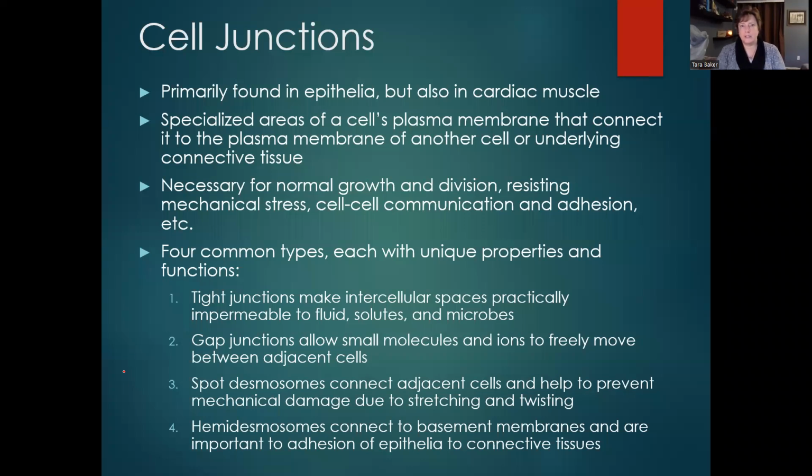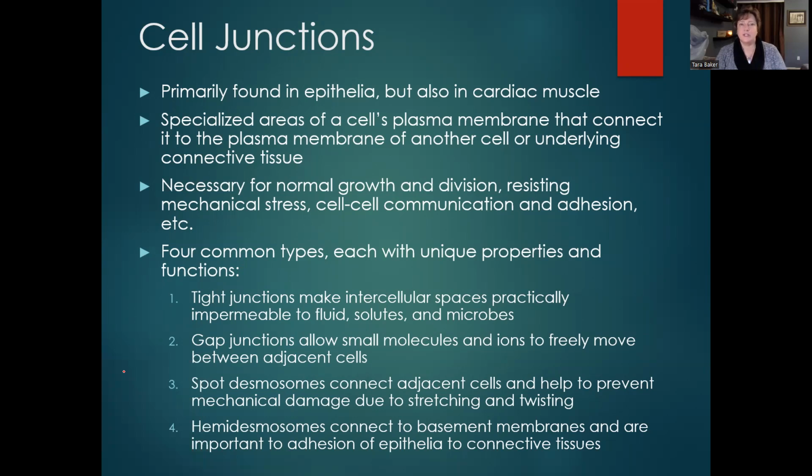Okay, so cell junctions. I have said that tissues are groups of cells that are working together for a specific function. So that means that we have to have the cells stuck together. Wherever cells come together, we call those cell junctions. We're going to see cell junctions really easily in epithelia, but we've already talked about one specific type of cell junction, which was the intercalated disc in the cardiac muscle.